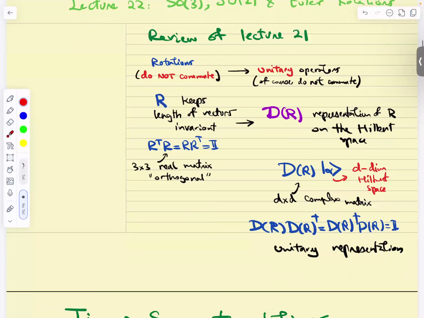All right. Analogously, we'll see that this relation is going to be replaced by D of R times D of R dagger equals D of R dagger times D of R equals identity. This is what defines a unitary matrix. Why can you fill in between this argument and this argument? What is this condition?